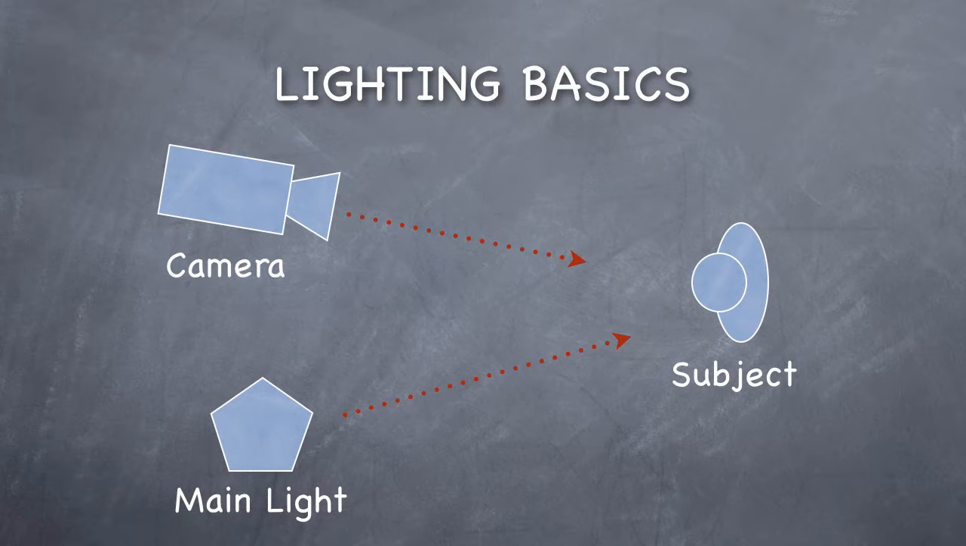Okay, so let's look at some lighting basics. So you have your camera set up. In this example, it's going to be set up in the rule of thirds, but you can also have it directly in front of your subject. Your main light or your key light needs to be off to one side of your camera.